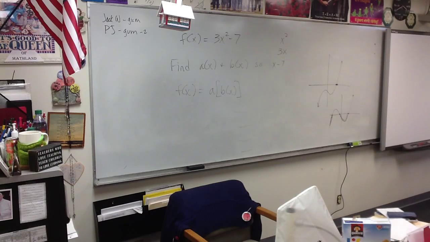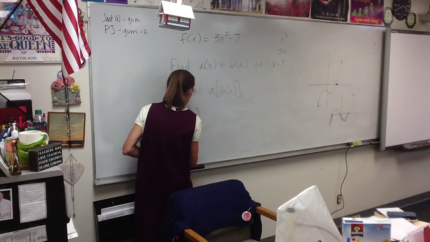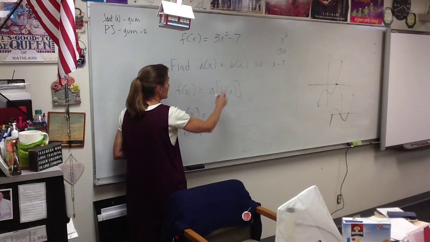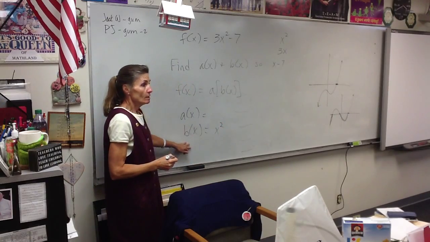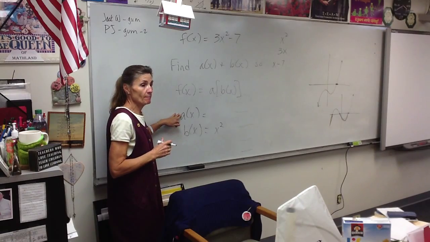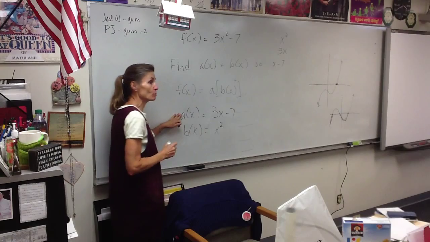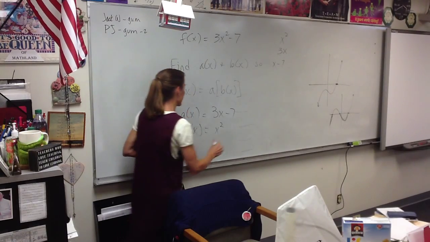Okay. All right, so let a of x, or let's see, which function comes first here? B of x. So let's let b of x be the squared function. So now we've squared our number. What does that leave for a to do then? A has to multiply by 3 and subtract 7. So that would be one way of setting it up.